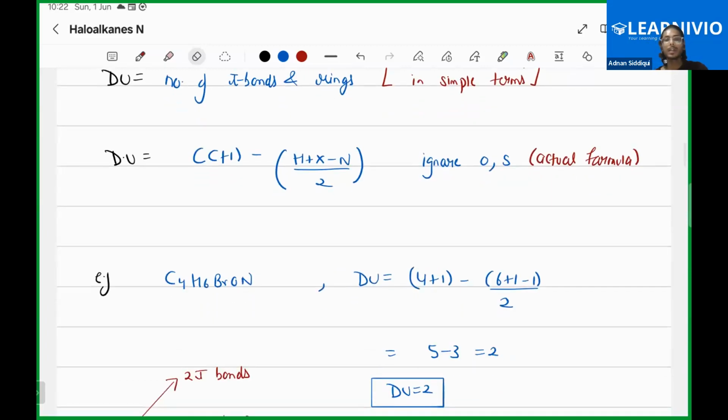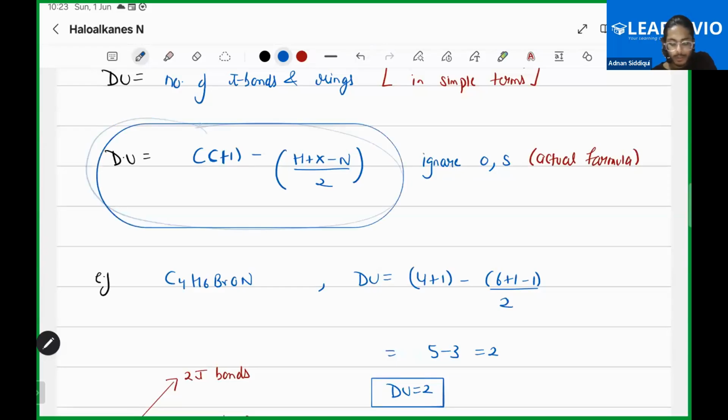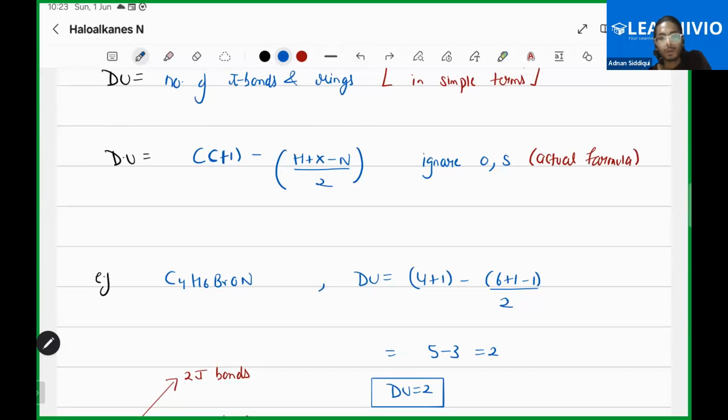So in simple terms, we can say degree of unsaturation is the number of pi bonds and rings. And the formula to calculate degree of unsaturation is this. C is carbon: C plus 1 minus bracket H plus X, where H is hydrogen and X is halogen, minus nitrogen, divided by 2. If your molecular formula has oxygen or sulfur, you will ignore it. With the help of this formula, you can calculate degree of unsaturation for any molecular formula.